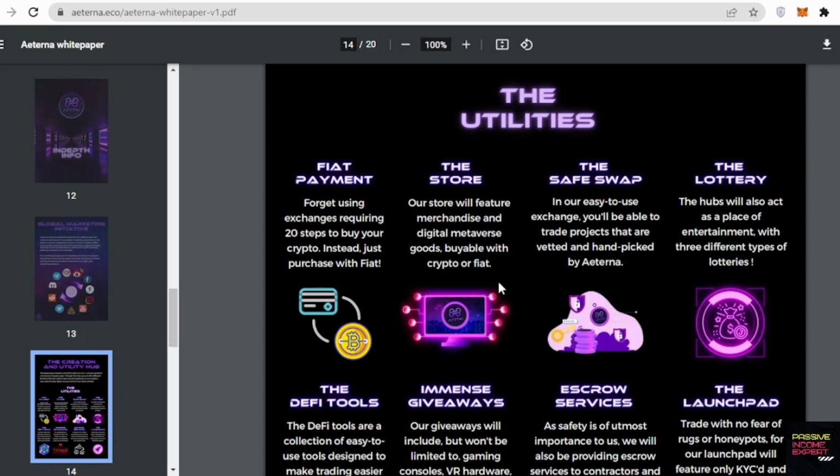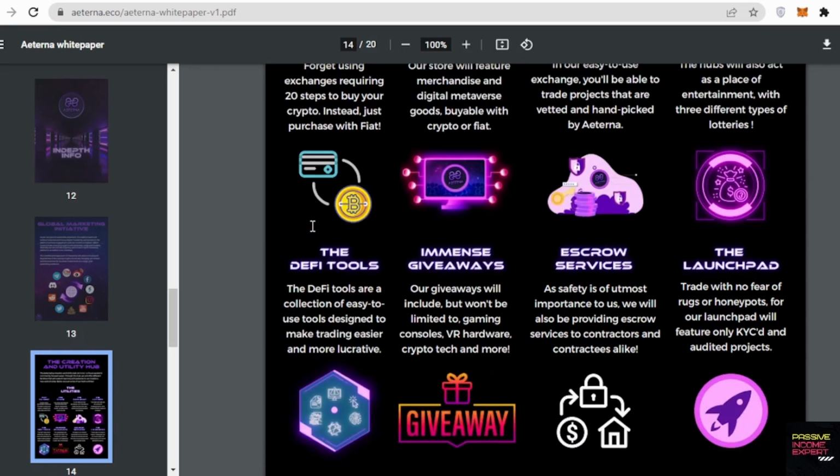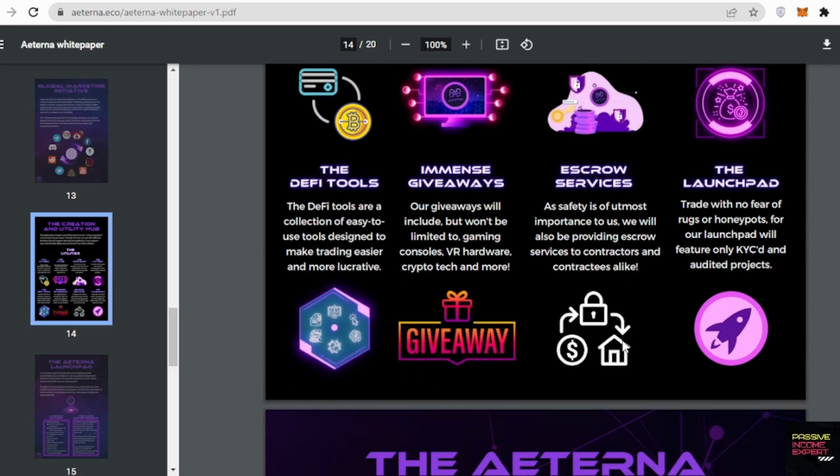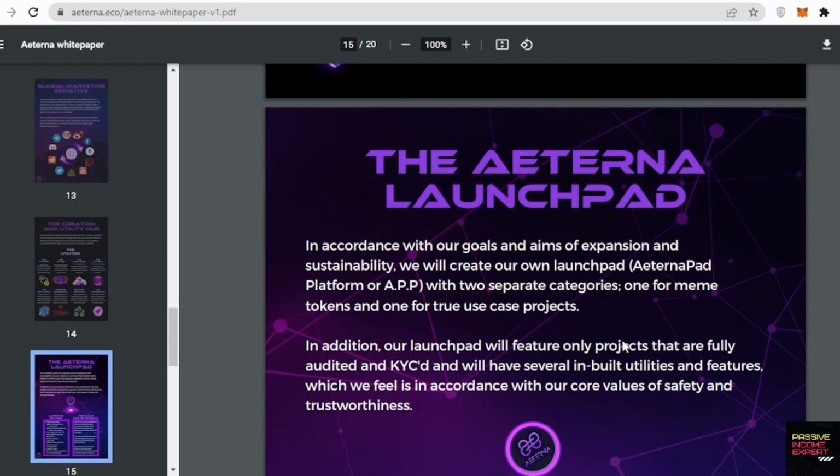And scrolling down a bit more, the creation and utility hub. Okay, now the important thing, fiat payment, which I told you. You can directly buy anything with a credit card or anything, that's called fiat payment. Store, so they will have a store. They might integrate their payment gateway. There will be a giveaway. Then escrow services are basically you using blockchain to, let's suppose, buy houses and some other stuff, which is good. Launchpad will be done, very good, which I've already explained to you.